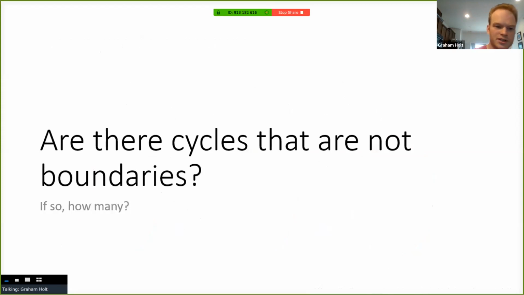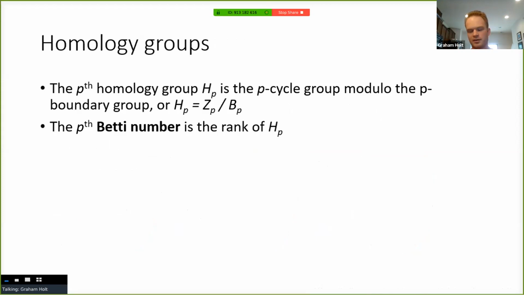And so one question that you might ask, and I think it's one of the important ones for talking about topology, is are there cycles that aren't boundaries? And if there are, how many are there? And this is one way to characterize the connectivity of a shape or space. And so to answer this, we introduced this idea of homology groups. And the homology group technically, the pth homology group, is defined as the cycle group modulo the boundary group. And the term Betti number refers to the rank of the homology group.